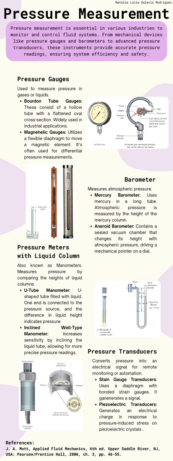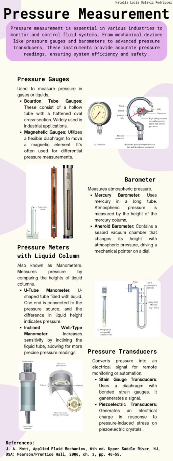The first instrument that I'm going to talk about are pressure gauges. These instruments are used to measure pressure in liquids and gases. There's two principal types of pressure gauges. The first one is the Bourdon tube gauge. This consists of a hollow tube with a flattened oval cross-section. Pressure causes the tube to open, and the movement is transferred to a pointer via a mechanical linkage.